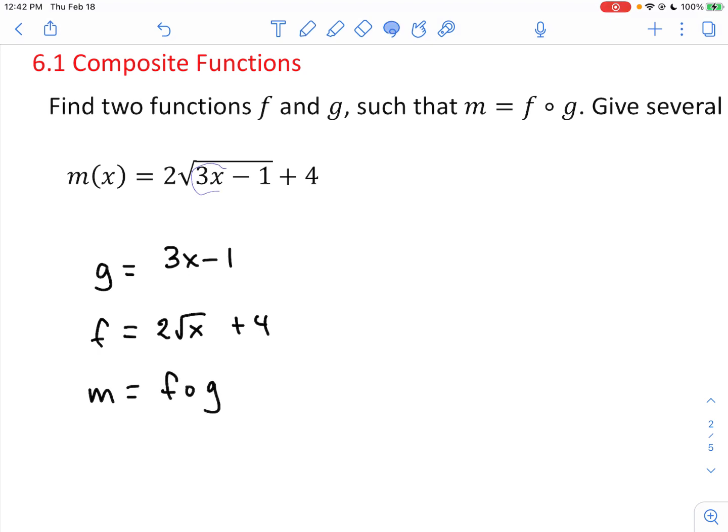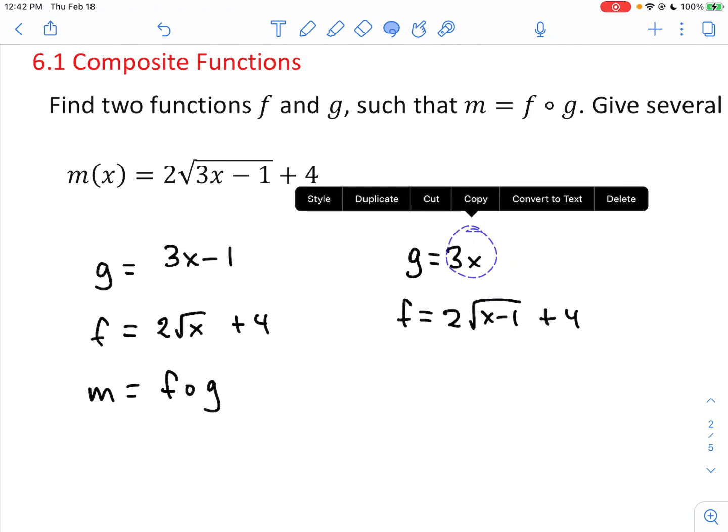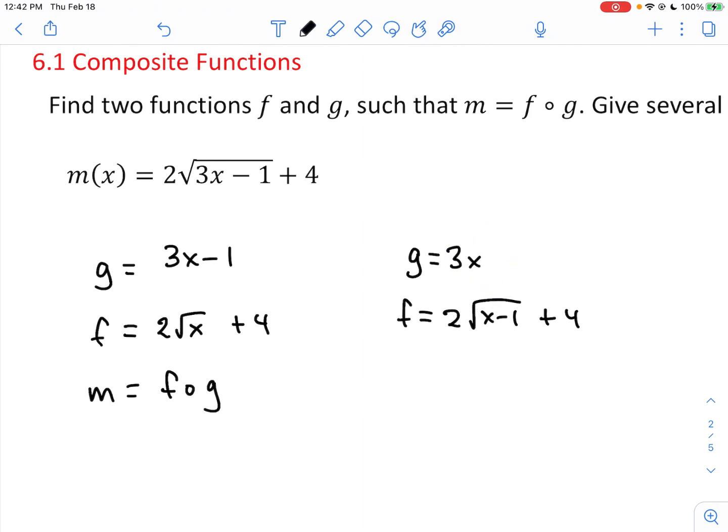You could also just say that this part right here, the 3x, was the function g. So another option is to say that g is equal to simply 3x. So then the 3x in this position here, you'd condense it down to simply x, and then rewrite all of this, and that would be your f. So f would be 2 times radical x minus 1, and then plus 4. And then sure enough, if I take the g function and I replace the x in the f function with it, then we're going to get m again. So it is still true that m is equal to f of g.